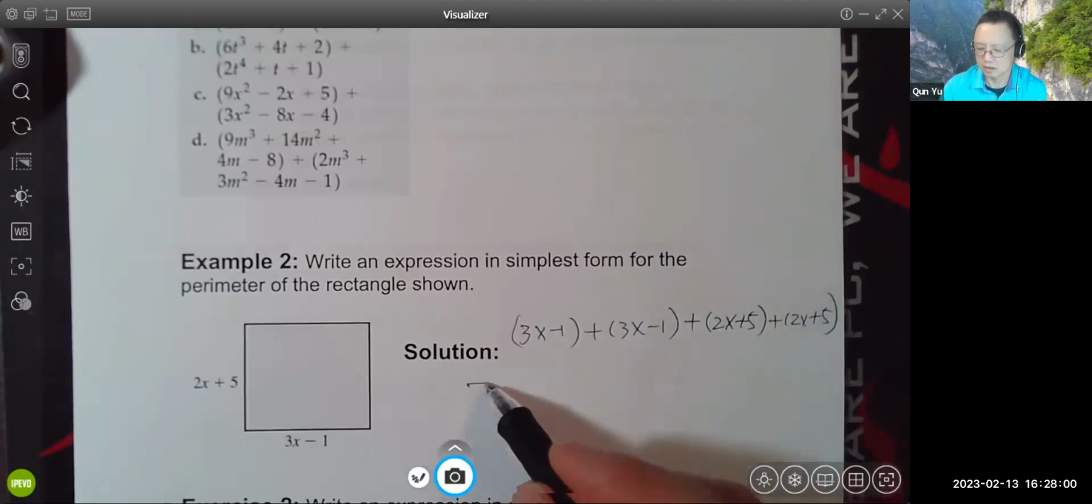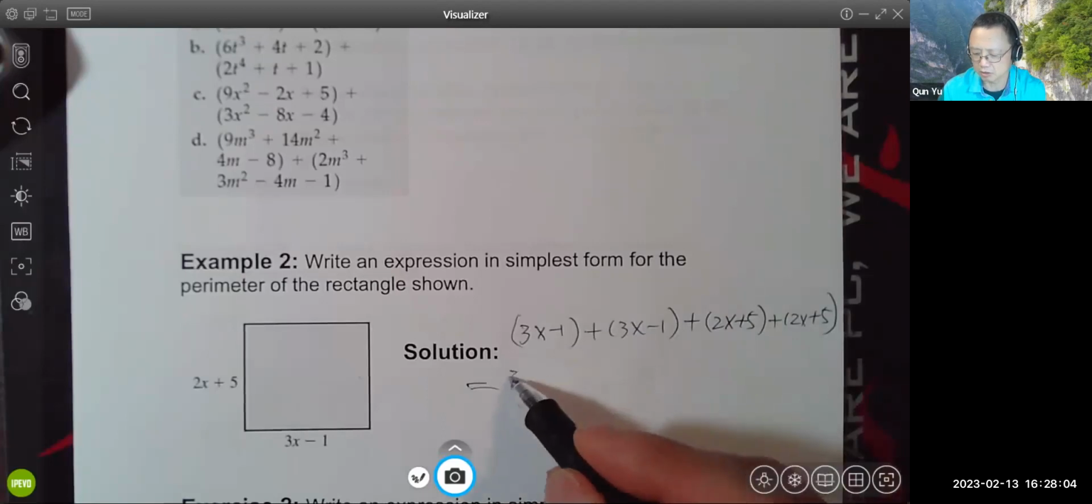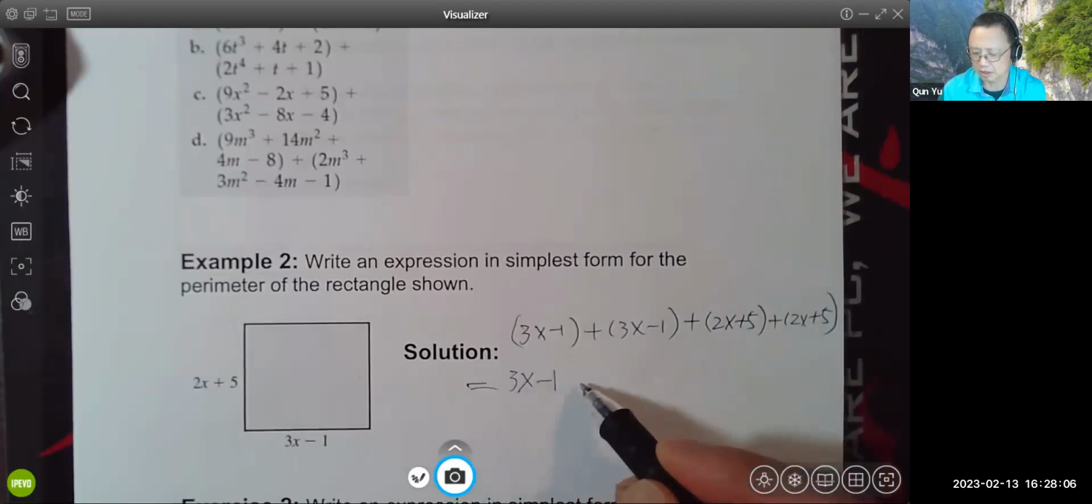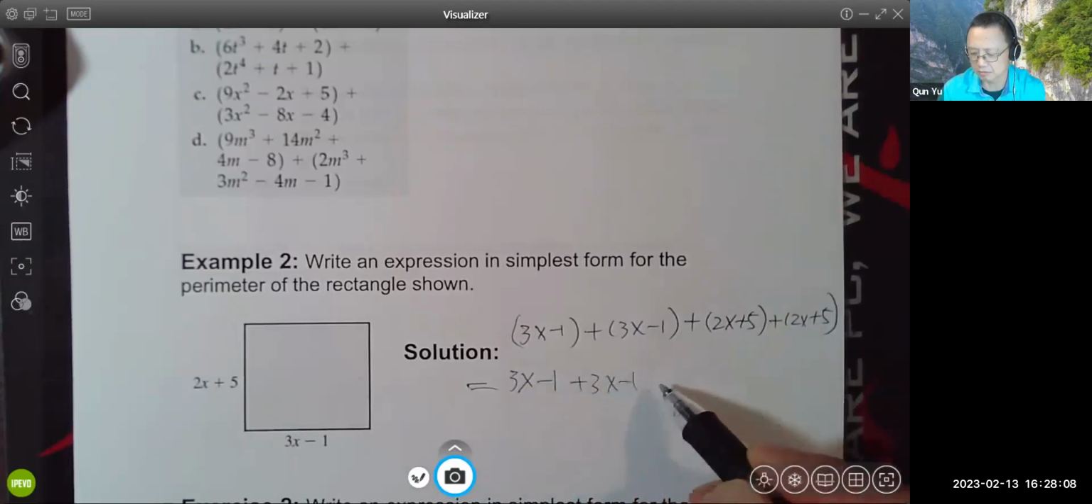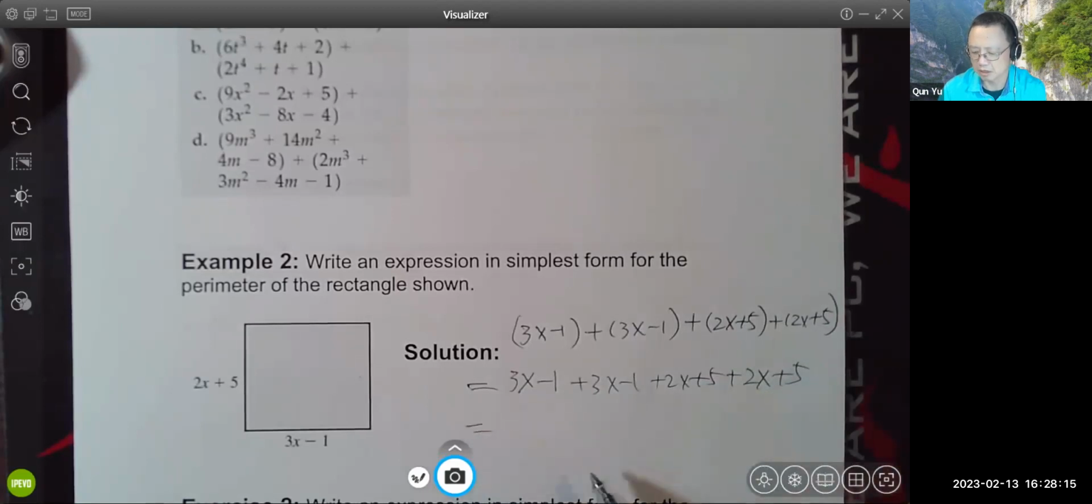So, we don't need these parentheses, basically. We just remove them to get 3x minus 1 plus 3x minus 1 plus 2x plus 5 plus 2x plus 5. Combine like terms. They're all positive, by the way, in terms of x. 3 plus 3 is 6. 2 plus 2 is 4. 6 plus 4 is 10.